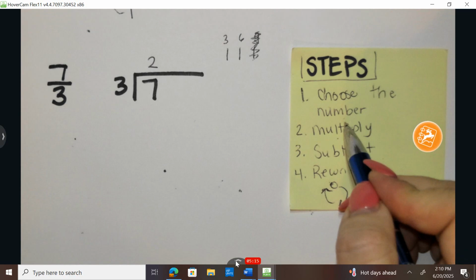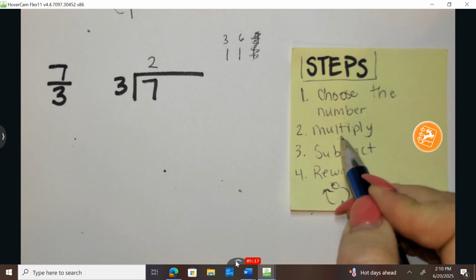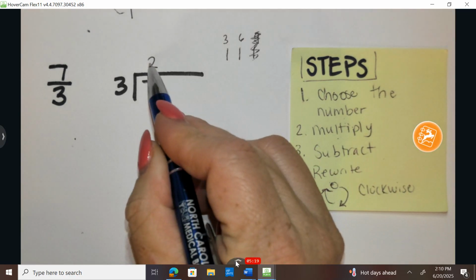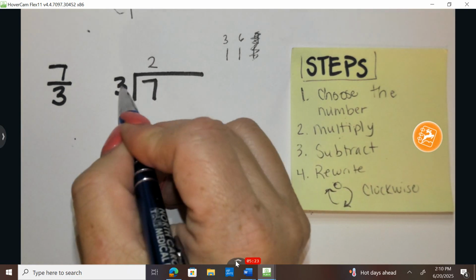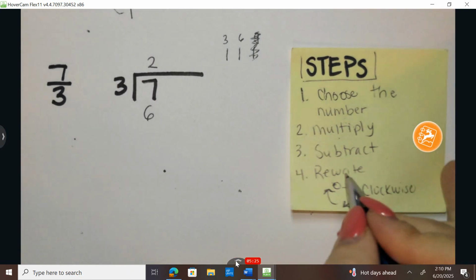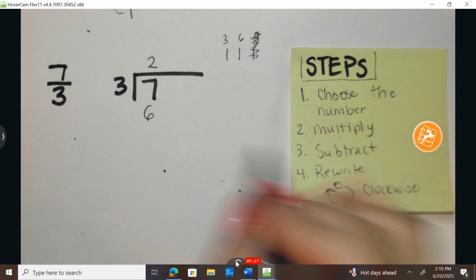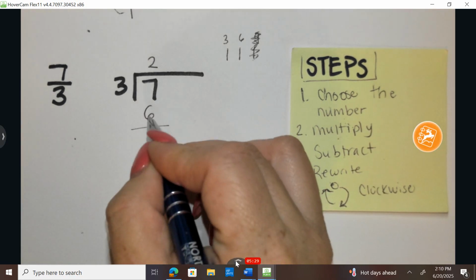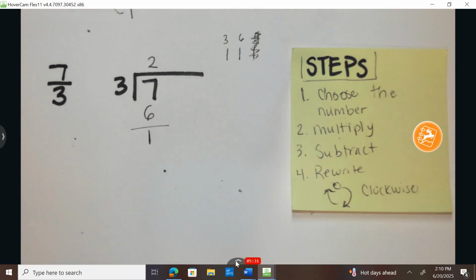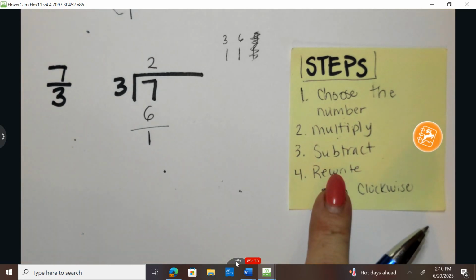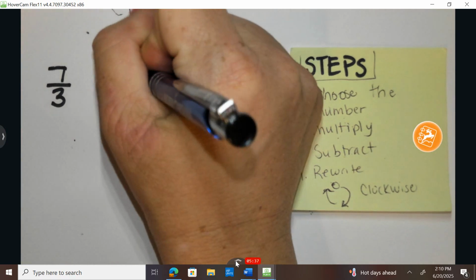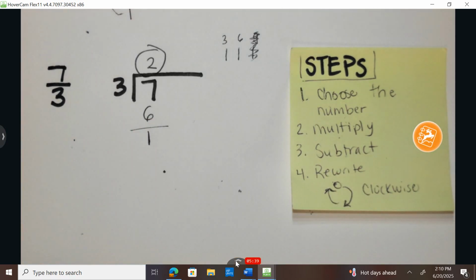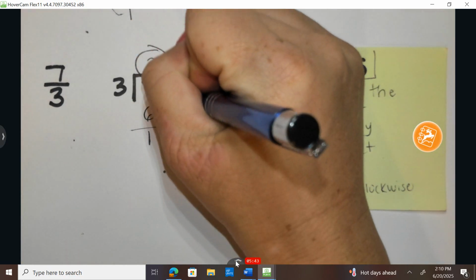I've chosen the number. Now I'm going to multiply. Whatever we choose, I'm going to multiply by the outside number. 2 times 3 is 6. The third step is I'm going to subtract these. 7 subtract 6 is 1. And now I'm going to rewrite it as a mixed number. I circled the number on the top. That's going to be the whole number for our mixed number. And then I always go clockwise.